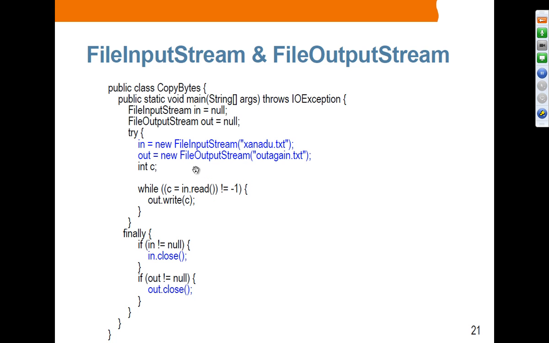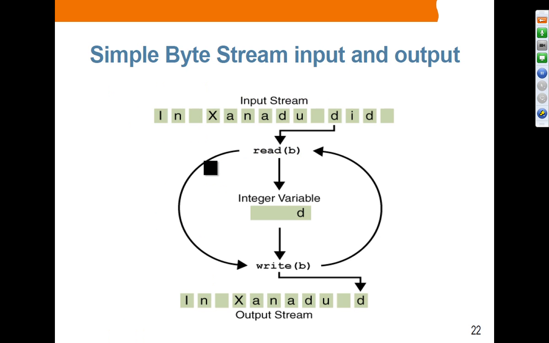So here, we are dealing with reading and writing from a file to a file on a single byte basis. This is a single byte stream. It's basically reading a single byte from the input stream, and then it's going to write that byte into the output stream. So an 8-bit byte is being dealt with here.